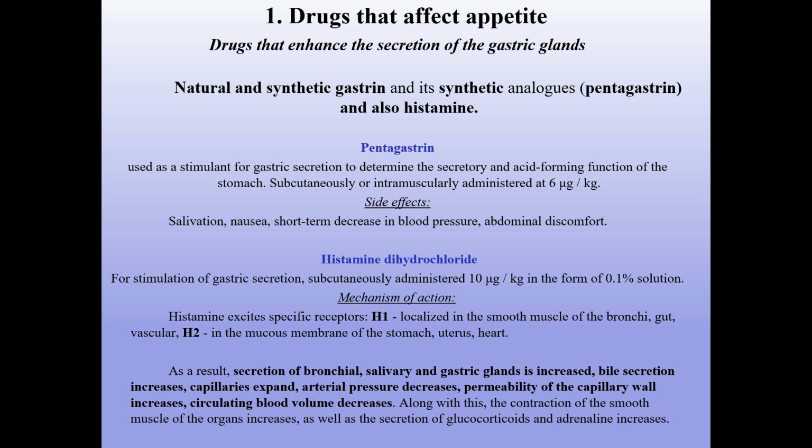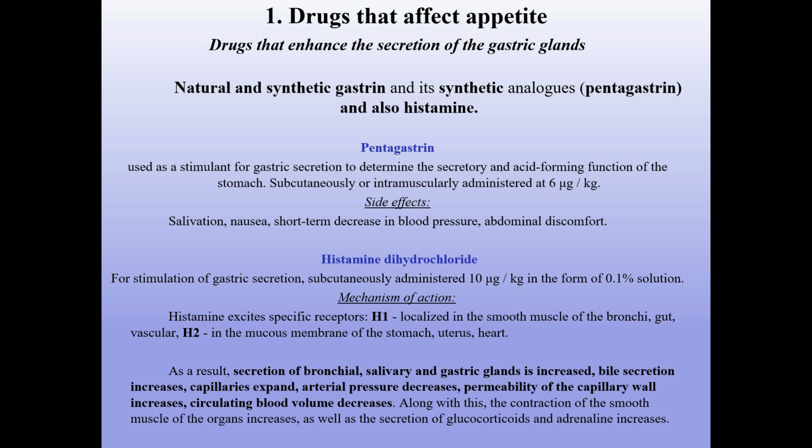Next one, histamine dihydrochloride. For stimulation of gastric secretion, subcutaneously administered 10 micrograms per kilogram in the form of 0.1% solution. Mechanism of action: histamine excites specific receptors, H1 localized in the smooth muscle of the bronchi, gut, vascular, and H2 in the mucous membrane of the stomach, uterus, heart.